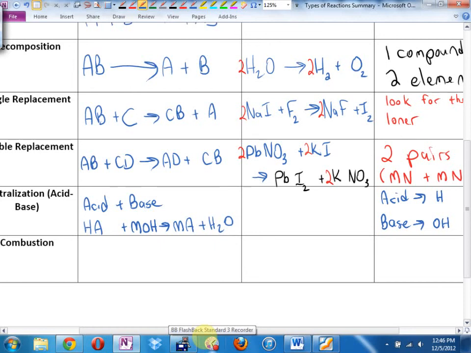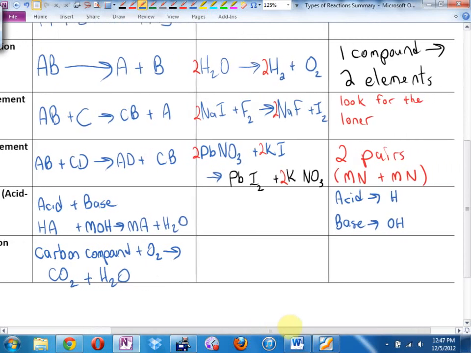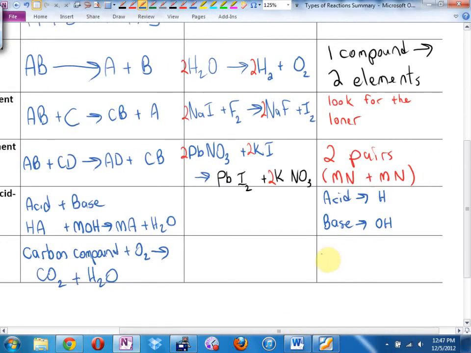Okay. The very last one is a combustion. Here's where you have some kind of a carbon compound plus oxygen, and this was the one that we know the product. It's going to be carbon dioxide and water. How do you spot this one? Something plus O2, and you get CO2 plus H2O.